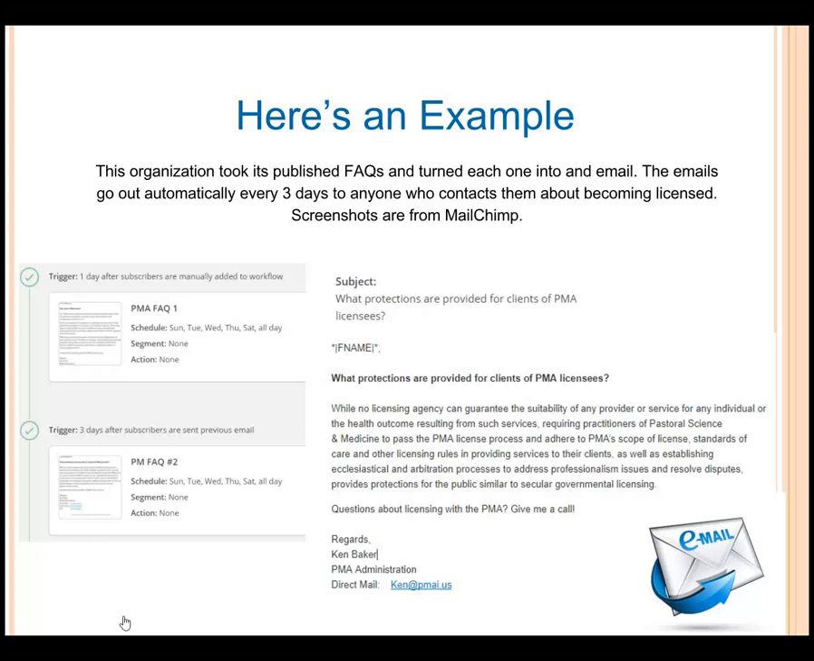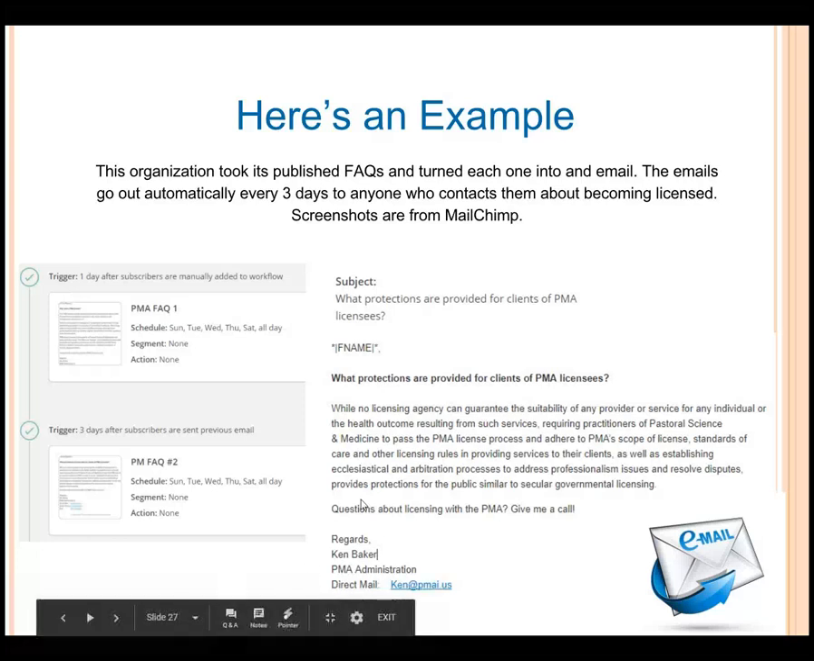So you'll see on the left that one day after the subscribers were manually added to the workflow, manually, not really. They were forced in there when they filled out a form asking a question on the website that automatically added them to the workflow. So they get the first email. 3 days after that, they get the second email. 3 days after that, they get the third. 3 days after that, until we've gone through 20 emails or until they opt out of the sequence. So each email looks very much like this email on the right.